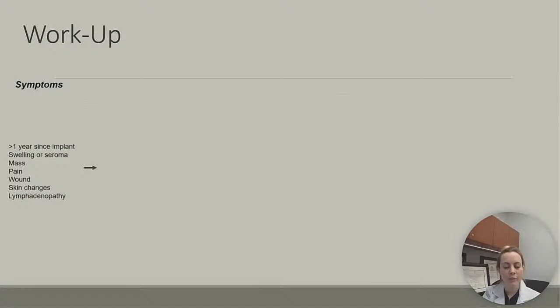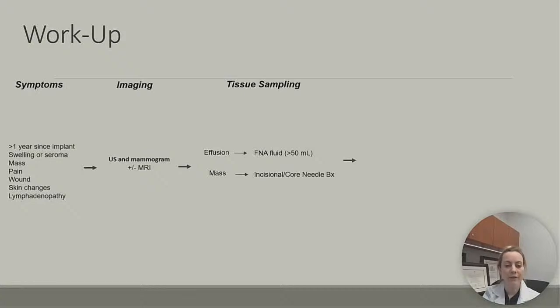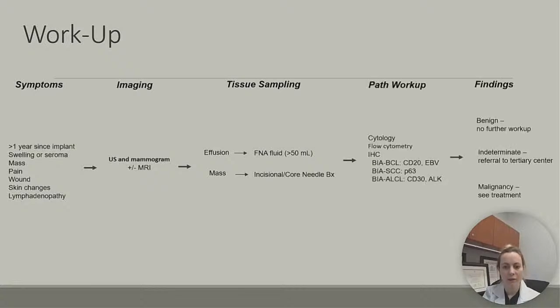In terms of the workup of these patients, any patient presenting with implant-related symptoms a year or more out from surgery should undergo imaging, ideally with ultrasound and mammogram. Now, if there is fluid present, that fluid should be aspirated. If there is a mass present, that mass should be biopsied. And there are various markers that help guide next steps.